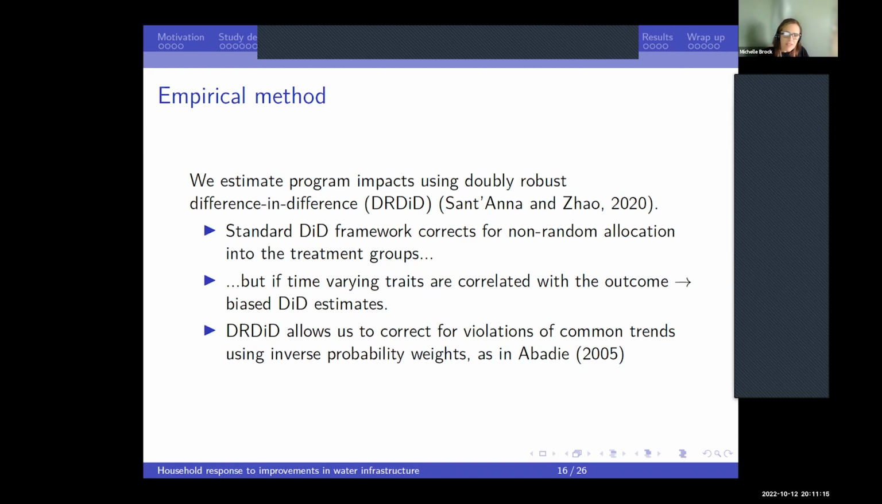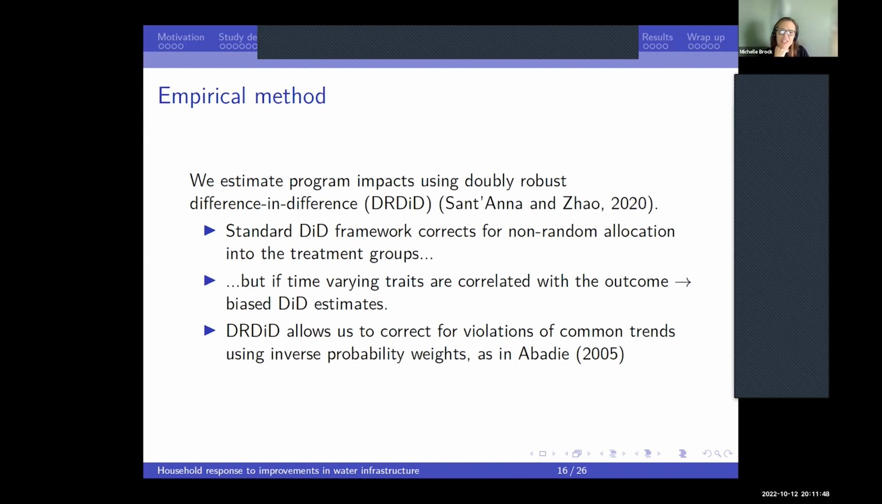But if time varying traits are in fact correlated with the outcome, this can give you bias in your difference in difference estimates. And this is something we were worried about because we saw so many extra houses already on the network. Not everybody, but who are the people that are already attached to the network? Ex ante, we didn't know because we didn't have our detailed survey at the time. We had to apply for the money to run the baseline.